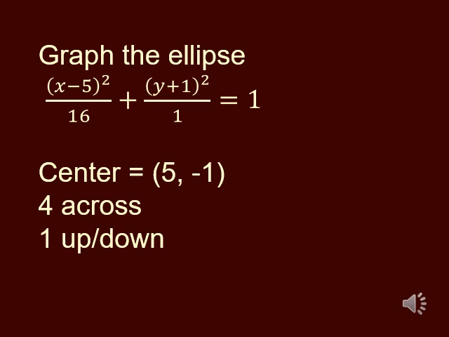And the sort of questions I might ask you on the quiz would be, where's the center? And here it will be the point (5, −1). From there, you would go 4 to the right and 4 to the left. You'd go 1 up and 1 down. And again, those are the things, the center, the semi-major, and the semi-minor axis, that I might ask you about.